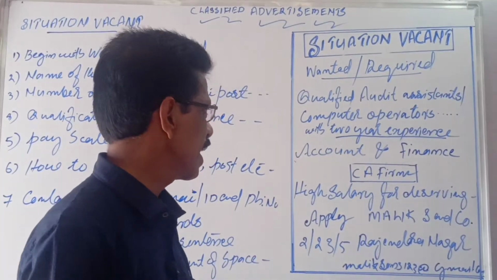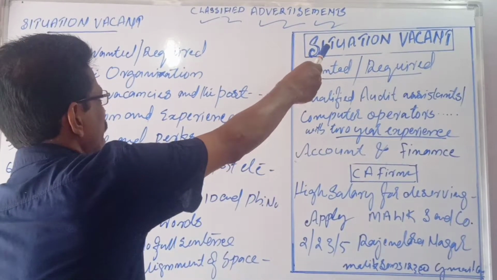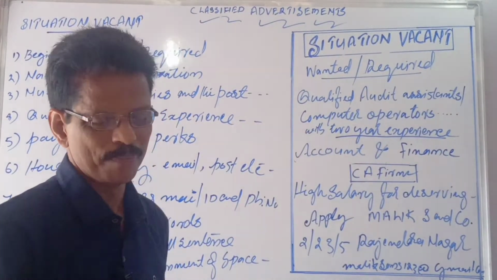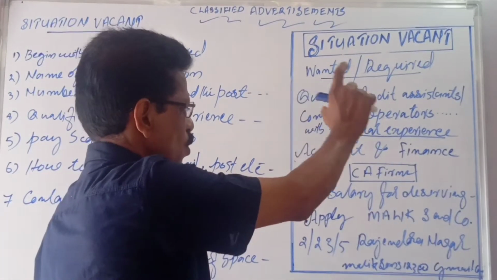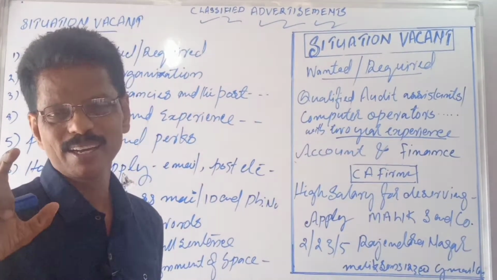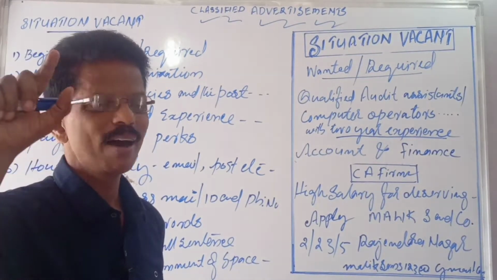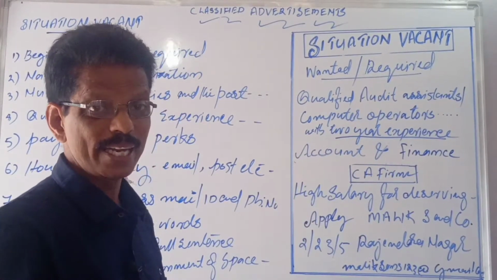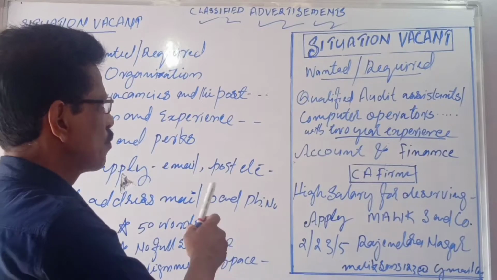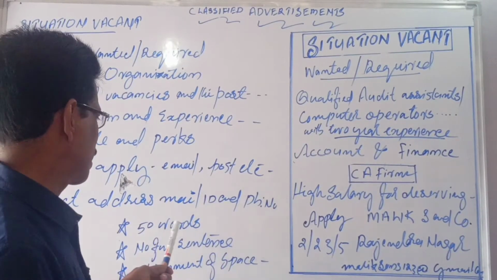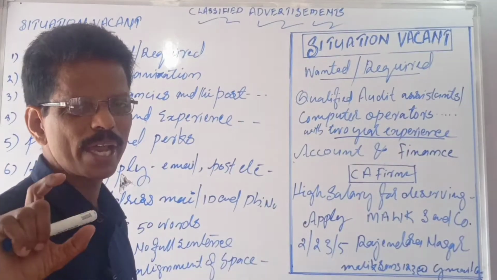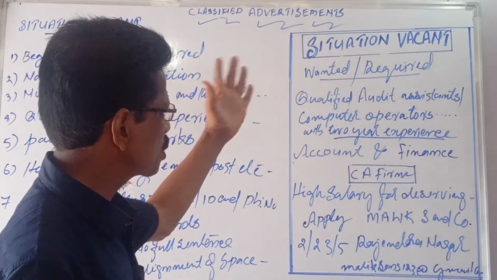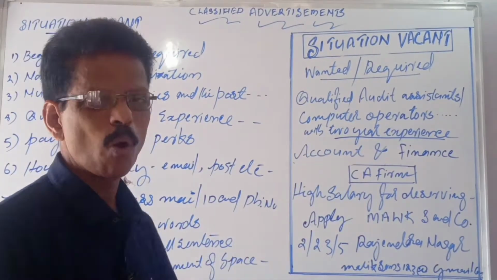The first one is situation vacant. In this way, in a box column, it will be given. You may notice that all the things required are there in that short, small box. So you have to draw a small box like this, and write in 50 words. Only 50 words, you cannot write big sentences. So avoid writing a long sentence or a full sentence as far as possible.